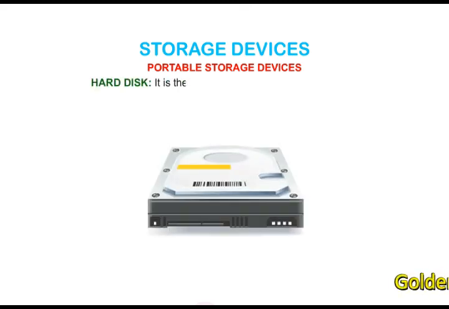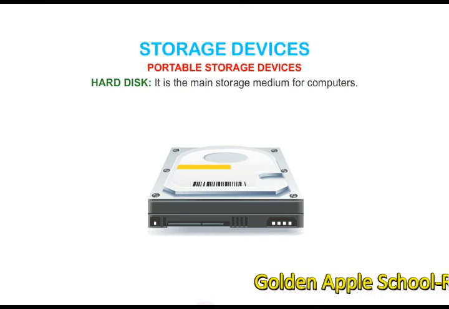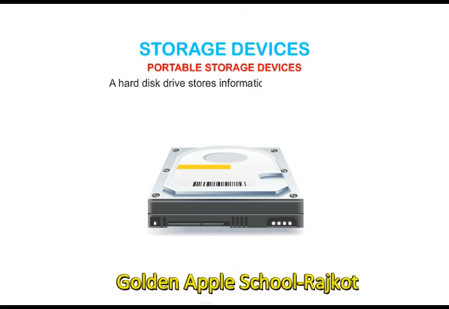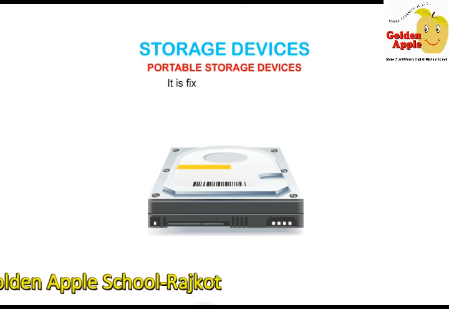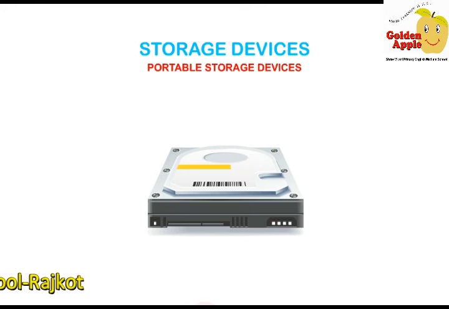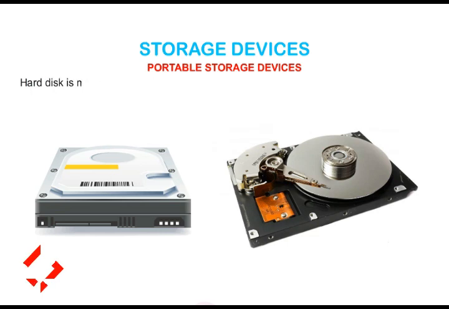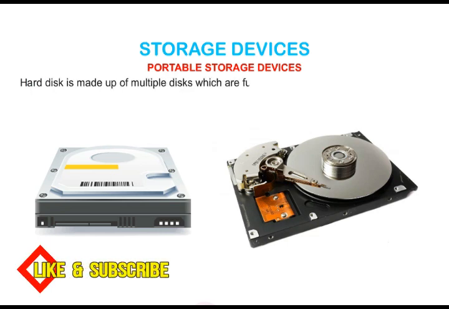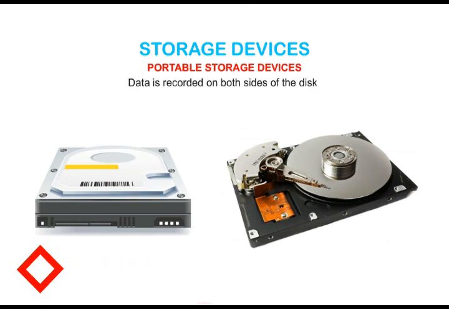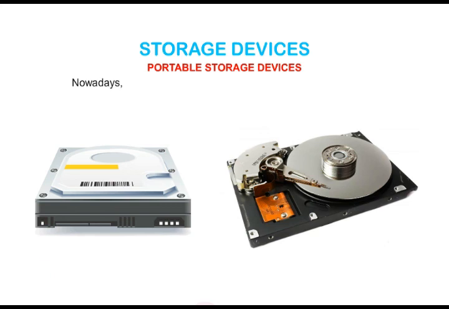Hard disk is the main storage medium for computers. A hard disk drive stores information on a hard disk. It is fixed inside the CPU. It can hold a large amount of data. Hard disk is made up of multiple disks which are further made up of hard platters of metal. Data is recorded on both sides of the disk. Nowadays, hard disk can store up to 2 TB to 5 TB of data.